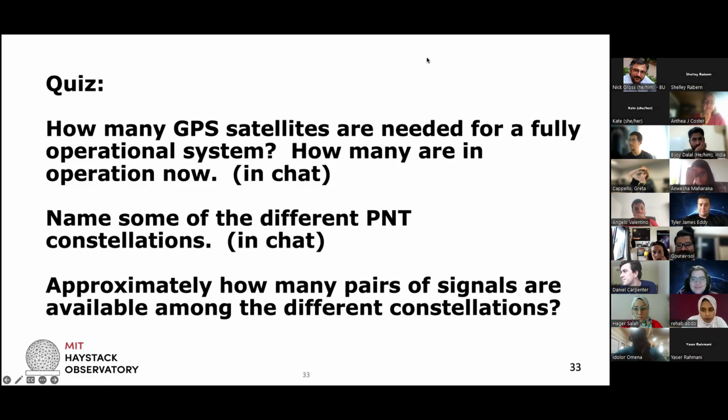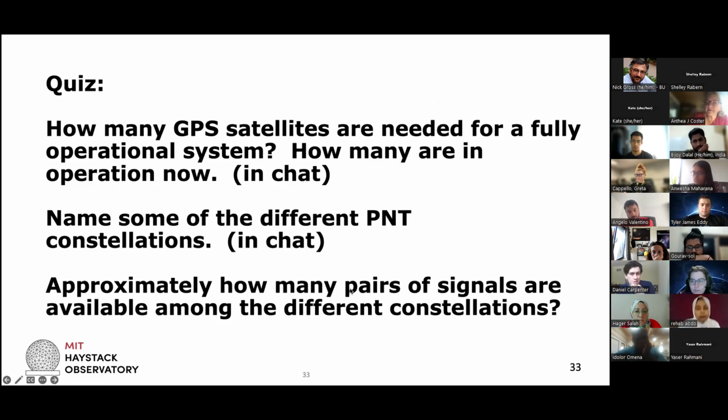32. What's 32? For fully operational, you only need 24. And right now we have 31. ICON and Swarm are not GPS satellites. They may have GPS receivers on them, I don't know if they do, but they're completely different. It's GPS, Galileo, GLONASS, Beidou. And yes, relativistic corrections are definitely taken into account, and you have to.